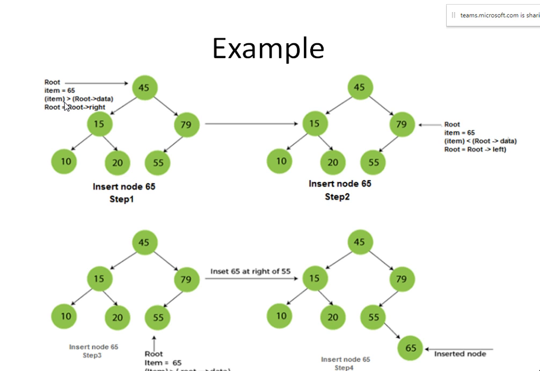We are checking that item: is it greater than the root node or is it less than the root node? We found that it is greater than the root node. So if so, what we need to do? We need to assign root equal to the root's right child. That means we are now at the child having value 79.